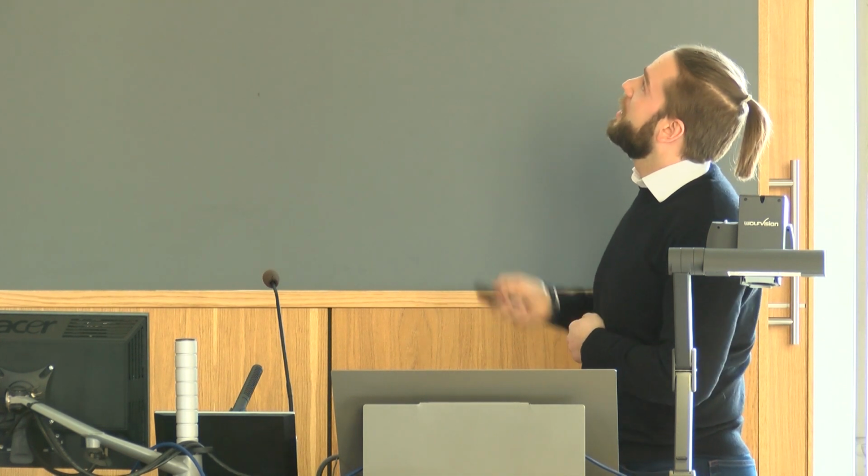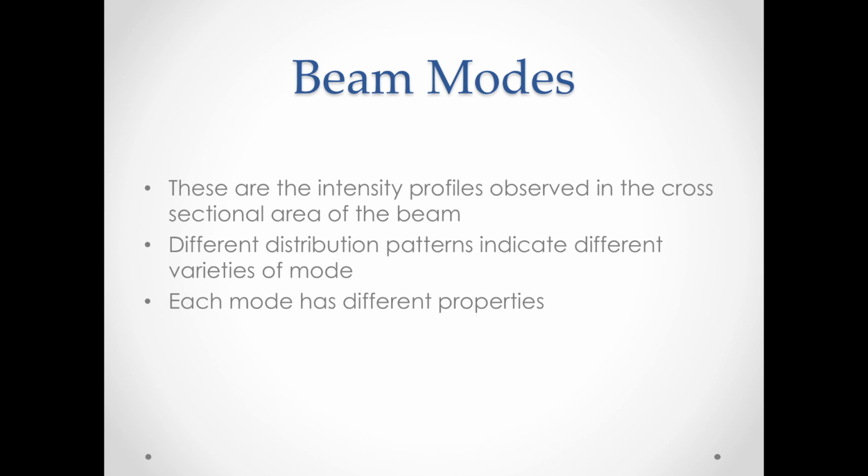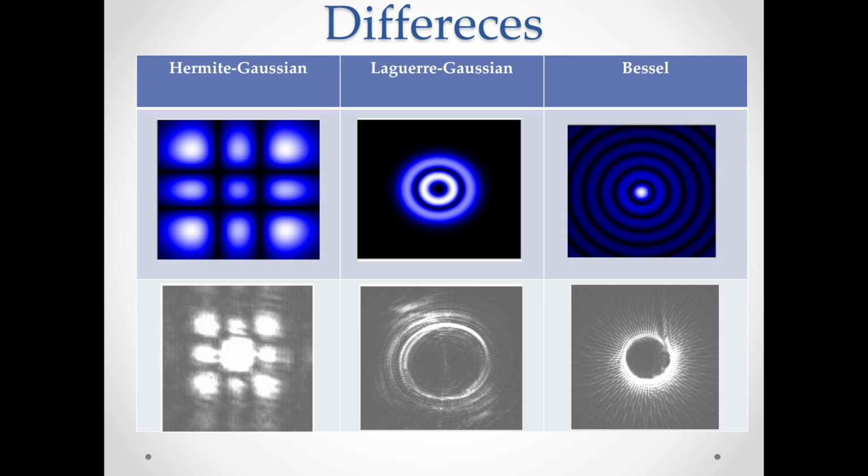Okay, we'll need another tool, which is our laser. What is a beam mode? So a beam mode is basically just an intensity profile that can be seen in a cross-section of the laser. If you stare straight into it, you could see different patterns, and they have different properties. A few of them, so the first row is the theoretical one.